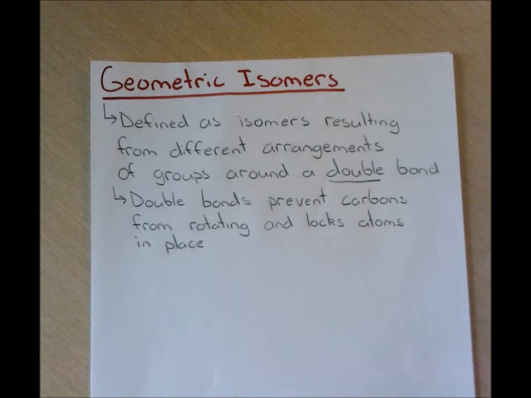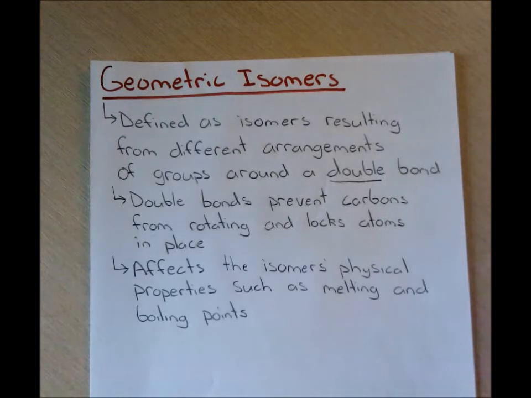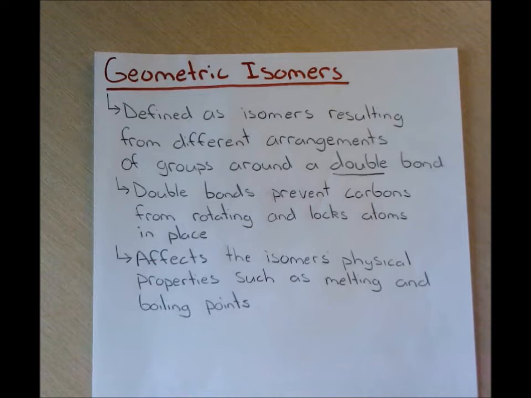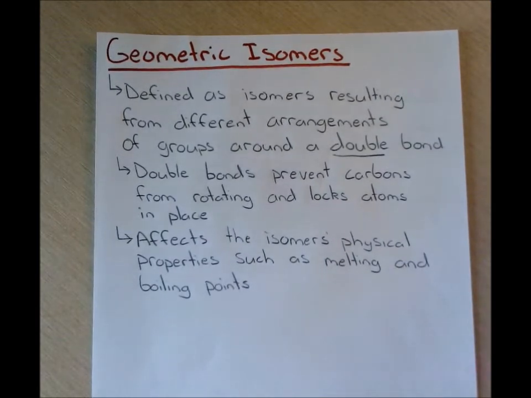Now, what this really does is it's going to affect the isomer's physical properties, such as melting and boiling points. So again, as you add a double bond, you are essentially strengthening that molecule, and as you add strength, things like melting and boiling points will actually increase. Now, within geometric isomers, because we have a double bond, we can actually draw the same organic compound in two different forms. So there are two different forms of our geometric isomers.